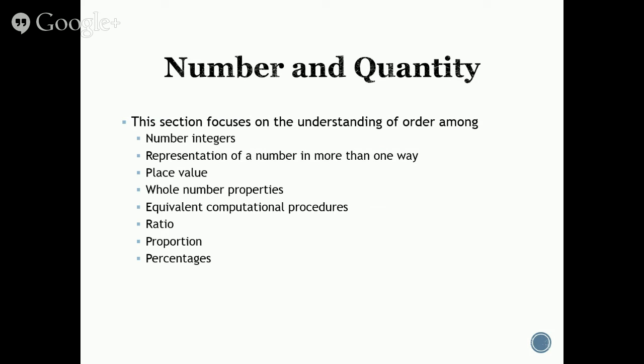So for number and quantity, you're going to have number integers, representations of numbers in more than one way. In other words, whether you're turning a number from a whole number to a decimal to a fraction, that kind of thing, or moving a percentage to a decimal. Place value, whether tens, hundreds, thousands, and then your hundredths and so forth. Properties of whole numbers, equivalent computational procedures, ratios, proportions, and percentages. That's what is listed under number and quantity. And I would look at some of those topics as I'm studying.